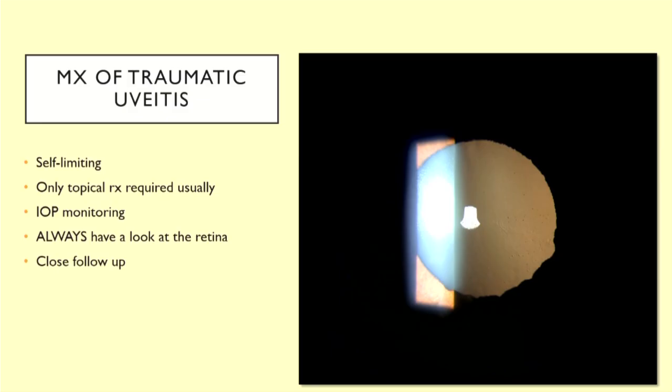The same photograph in a retro illumination. What do you see? You see sphincter tears. There are sphincter tears on the margin of the pupil. So look for signs of trauma. Traumatic anterior uveitis is a self-limiting condition. You treat them with topical steroids and cycloplegic mydriatics, they usually settle down.